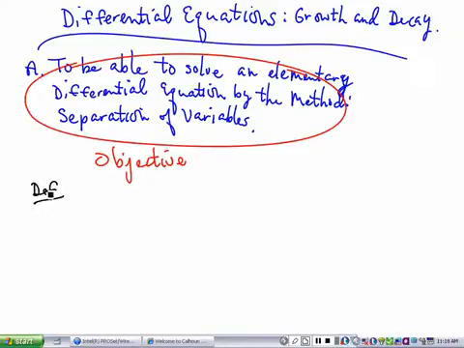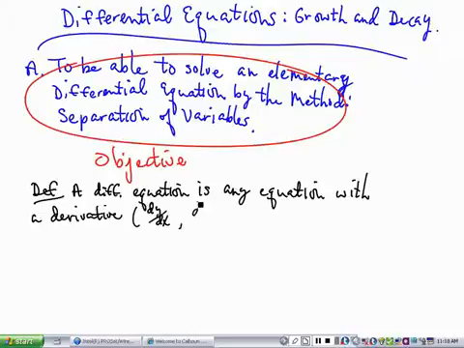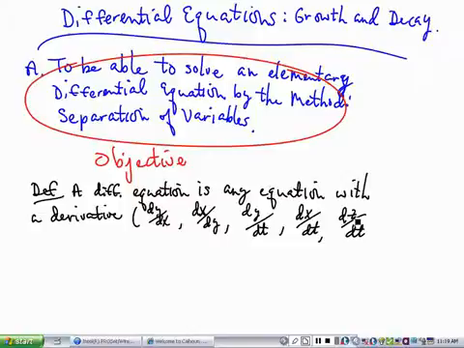Now, the first definition is on a differential equation. You see that a differential equation is any equation with a derivative. Examples of that are dy over dx, could be dx over dy, or with respect to time, dy over dt, dx over dt, dz over dt. And these are first order, could be second order, second derivatives, or third derivatives, whatever, doesn't matter, etc.